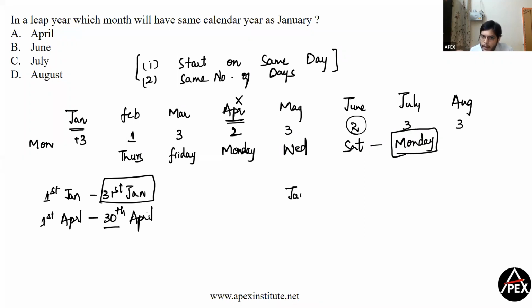So Jan and July are starting on the same day. And January is having 31 days and July is also having 31 days. So these two conditions are satisfied between Jan and July. So I can say that January and July are having the same calendar. Clear? Any doubt?